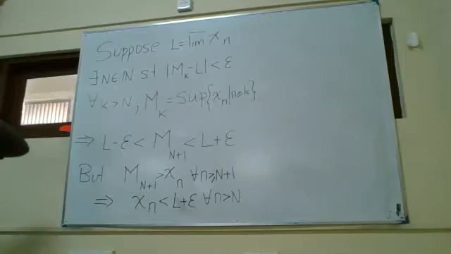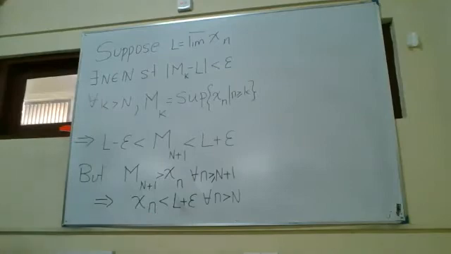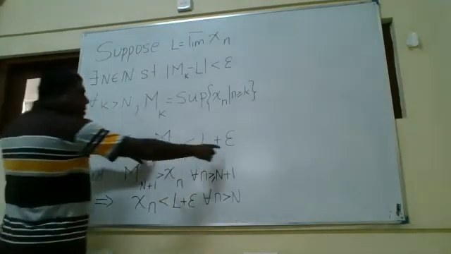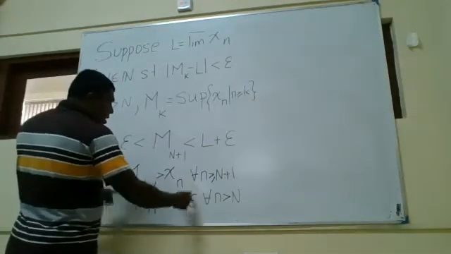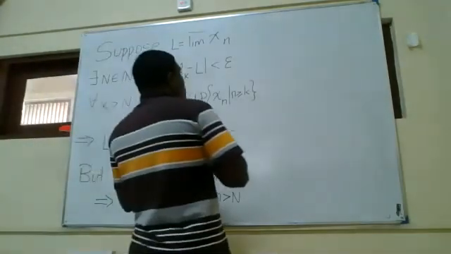One side of the inequality we prove, right? So xn plus 1, mn plus 1 is greater than xn for all n greater than N plus 1. Therefore, by combining this and this, we get one part of the proof. Now we have to go to the other part, right? So we have to show that the other side is true.